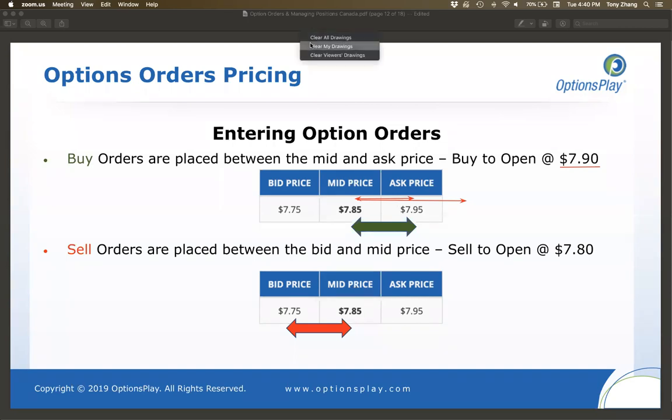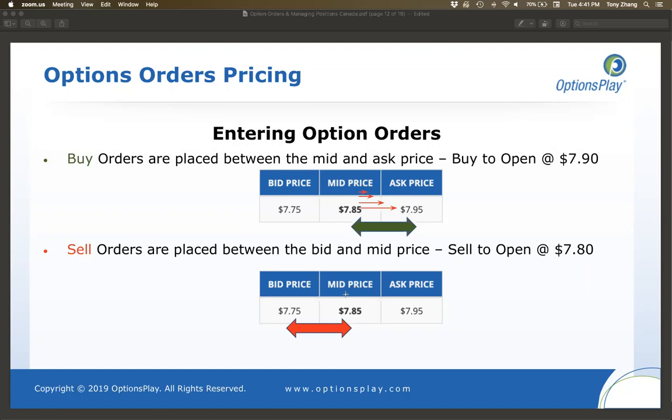What you basically want to do is start as close to the mid price and work your way up towards the asking price. The further you go, the more likely you're going to get filled. The closer you are to the mid price, the less likely you're going to get filled. Now, you want to slowly work your way up to the asking price. And the asking price is effectively the worst possible price that you want to pay. You always want to try to pay something less than the asking price.